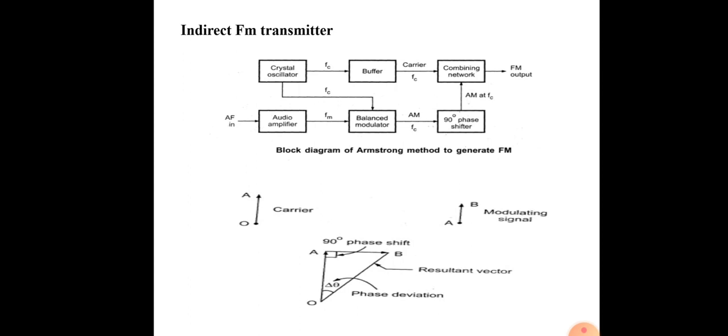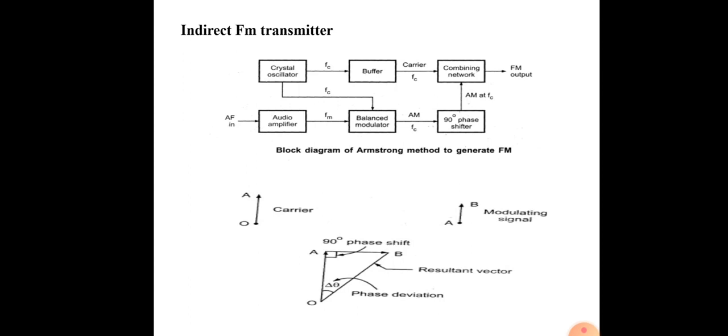That will enter our audio amplifier, and then it will enter our balanced modulator. The balanced modulator is directly connected with the crystal oscillator. Why are we connecting the crystal oscillator to our balanced modulator? So that it adds the modulating frequency as well as the carrier frequency. And the next step, we have our 90-degree phase shifter. Here the phase shift will be done. At last we are getting the AM modulated signal at the frequency FC.